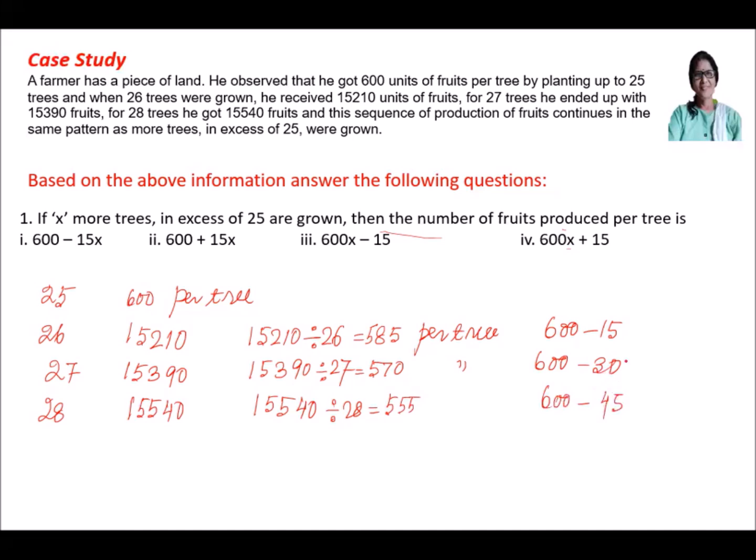So what does it mean? It means for one tree, I am getting 15 less. For two trees, so the whole thing will be 600 minus 15 into 1, 15 into 2, 15 into 3, and so on. So what will the answer be? It will be 600 minus 15 into x. It is decreasing. So part 1 is the answer of the first question.